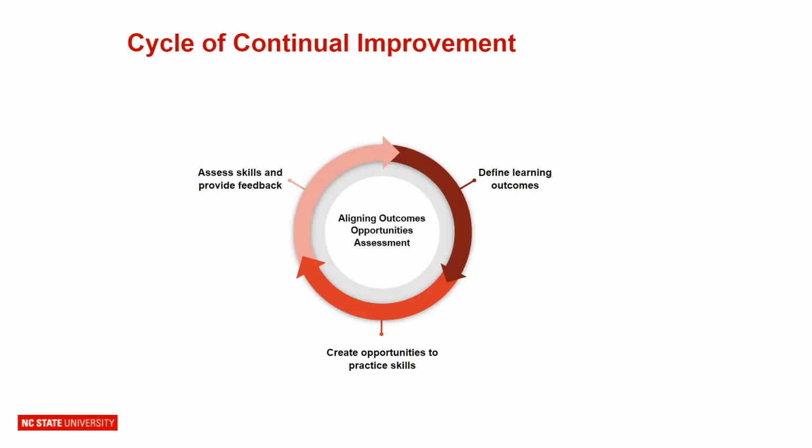In order to benefit from assessment on both counts, learning outcomes must be closely and explicitly aligned with instruction and with assessment. Aligning these three factors allows for a feedback loop where you can continually improve your course and students can continually improve their skills.